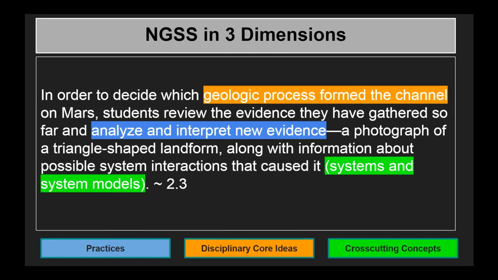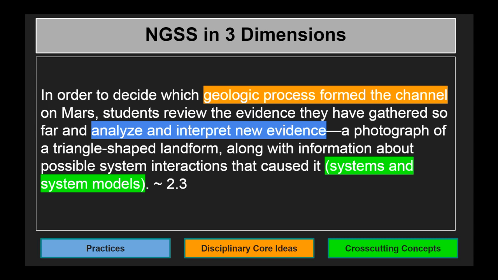As for what we're trying to accomplish today, in order to decide which geologic process formed the channel on Mars, reminding you it's either flowing water or flowing lava, students review the evidence they've gathered so far, all the cards, all the models you've used, the stream table, documents, the handouts that you've recorded evidence on. That's why I asked you to keep them. And you're going to analyze and interpret new evidence.